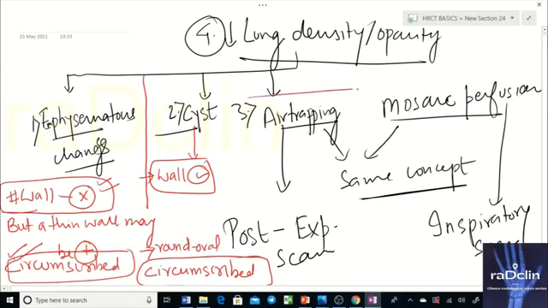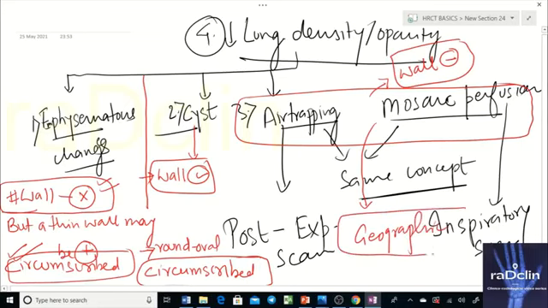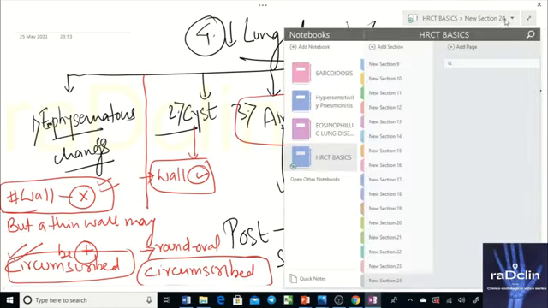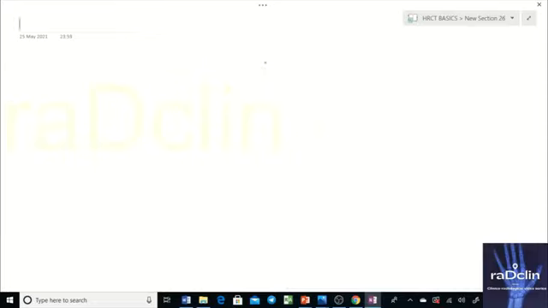Now air trapping and mosaic perfusion altogether, these neither have a wall, so there is no wall, and also their typical shape is geographic. Okay, typical is geographic shape. So they can be differentiated on the basis of these two questions. If we ask and if we know, we can differentiate between these three things.